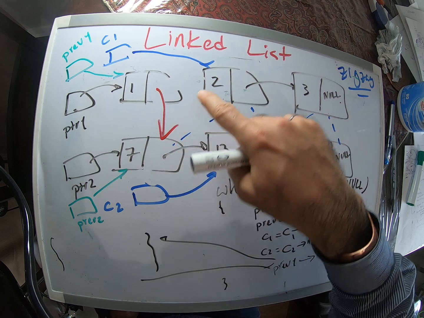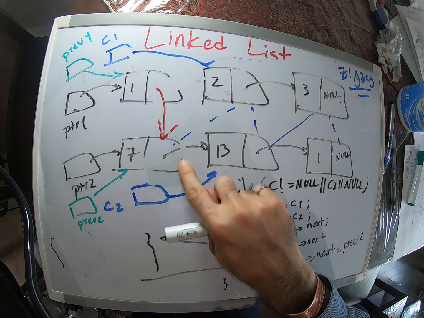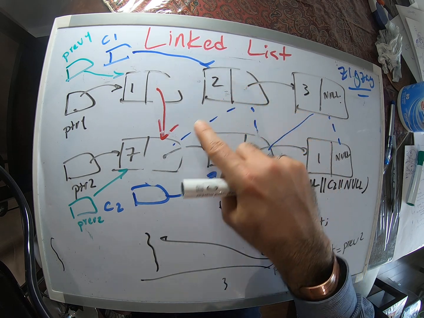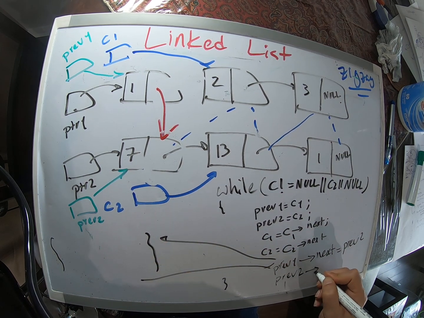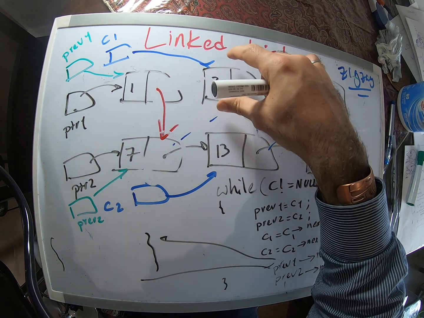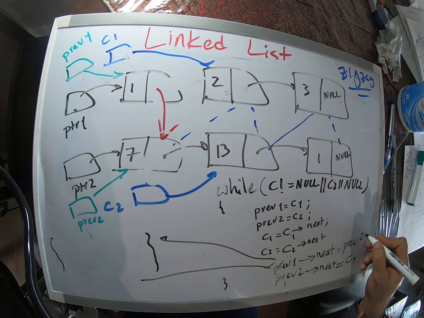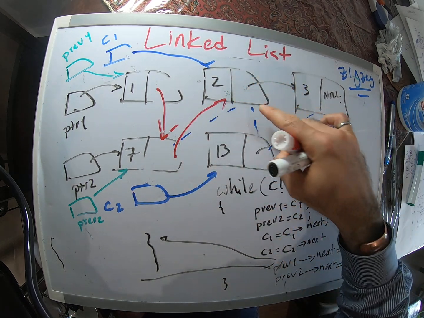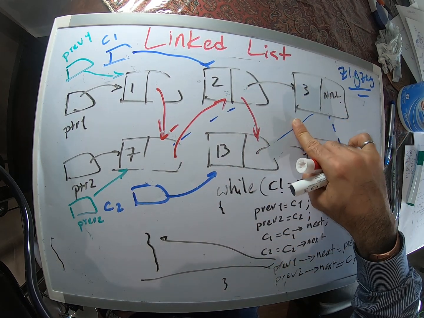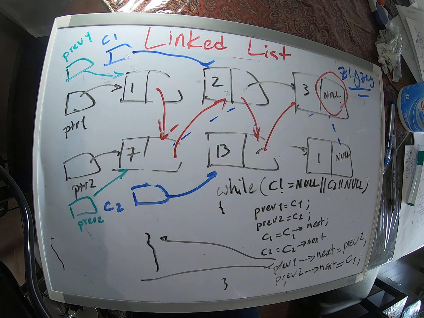Now if I want to make this one point here, what should I write? You guys tell me. I want this pointer to point to this one. What is the name of this pointer? Previous two arrow next is equal to, want it to point to this one, so we want it to be equal to C1. If we keep doing this, this is gonna happen until we reach here, right? So that's what we need to add here.